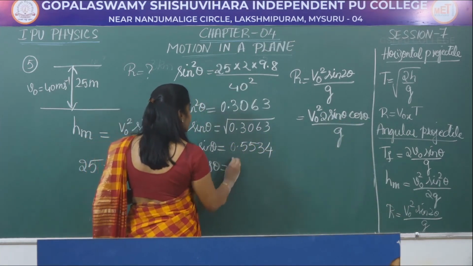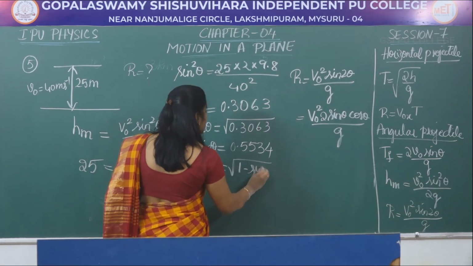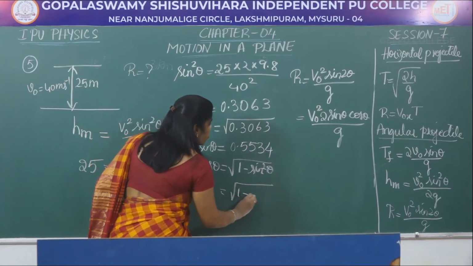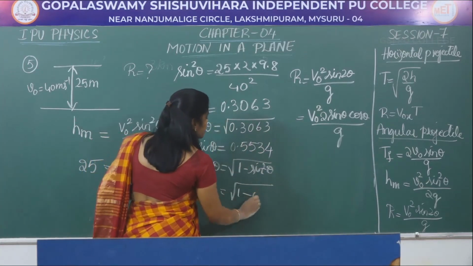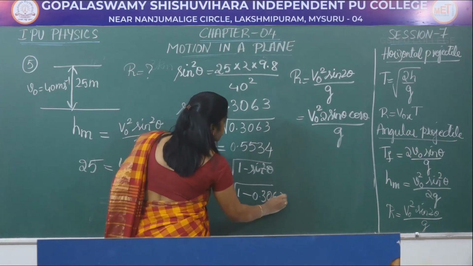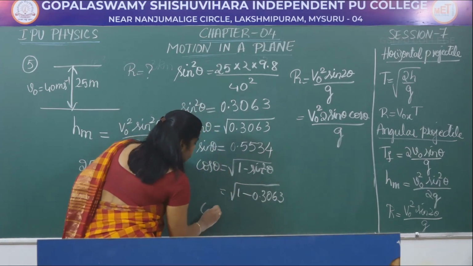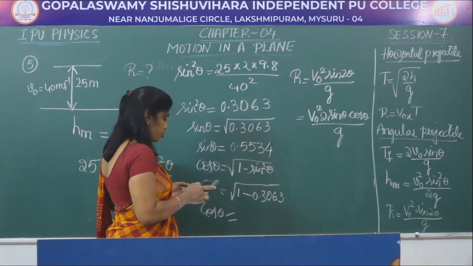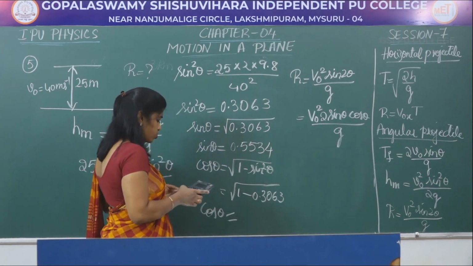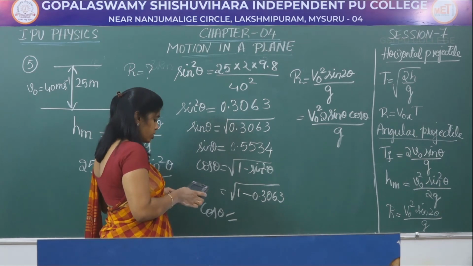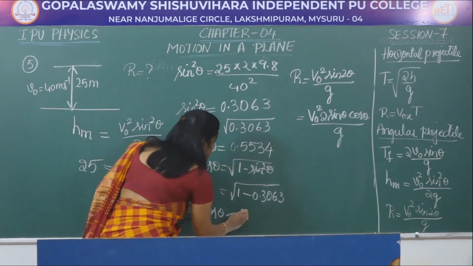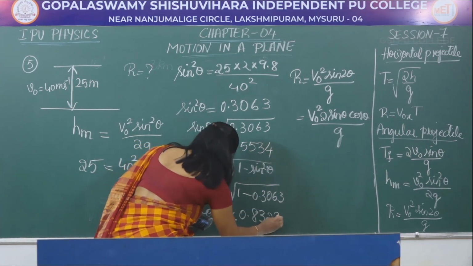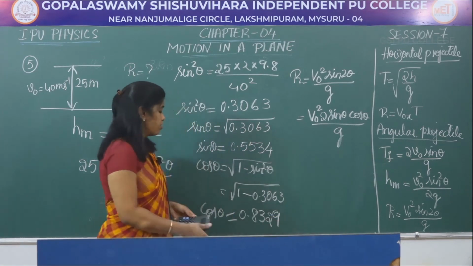Cos theta is given by the formula under root 1 minus sine square theta, or this is equal to 1 minus sine square theta is 0.3063, which gives me the value of cos theta. 1 minus 0.3063, and remove the root, you will get 0.8329. This is the value of cos theta.